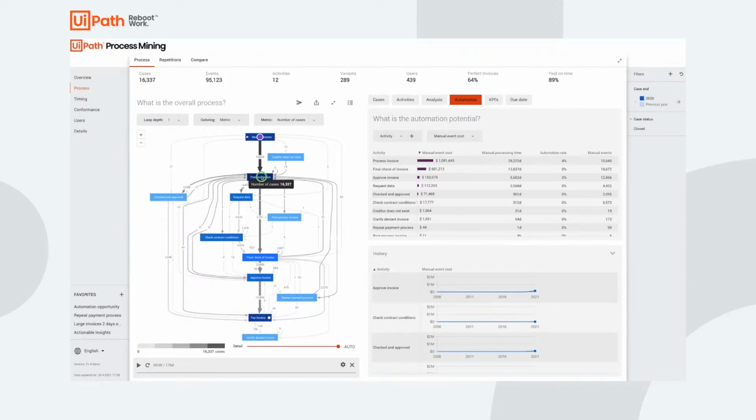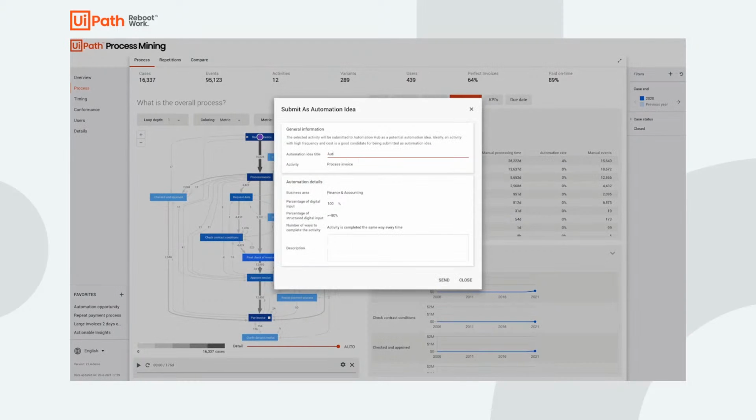Following this discovery, Andrea can directly submit this automation idea to Automation Hub. She can add any details she thinks are relevant for the organization's Center of Excellence to provide a full perspective of how the proposed automation can impact the purchase-to-pay process.